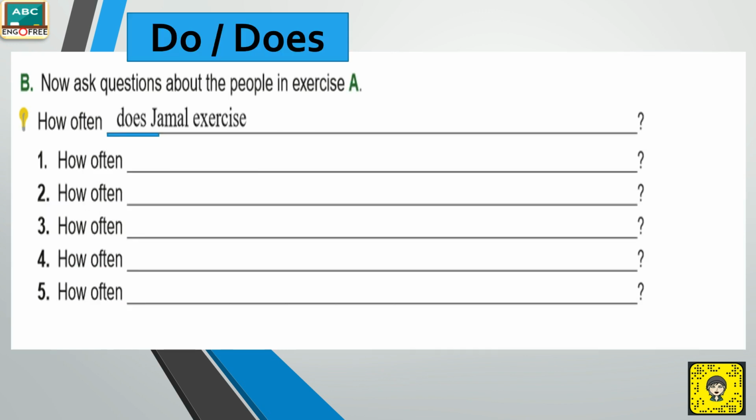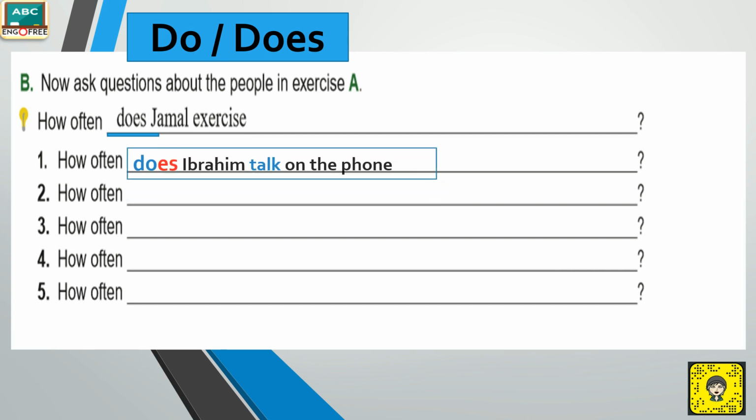Go to exercise B. Now ask questions about the people in exercise A. We go back to A and ask questions about these sentences. Look at the example. It gave us the question. Of course, all the questions start with the words how often. How often, and we learned that it means how many times this action repeats. We have to put do or does in our questions. Of course, do with the plural and does with the singular. Look at the example. How often does Jamal exercise?